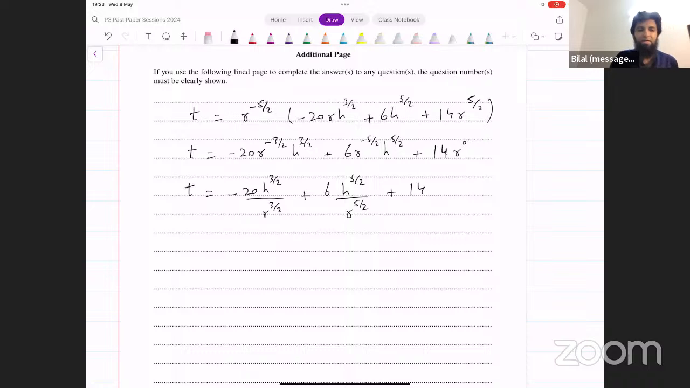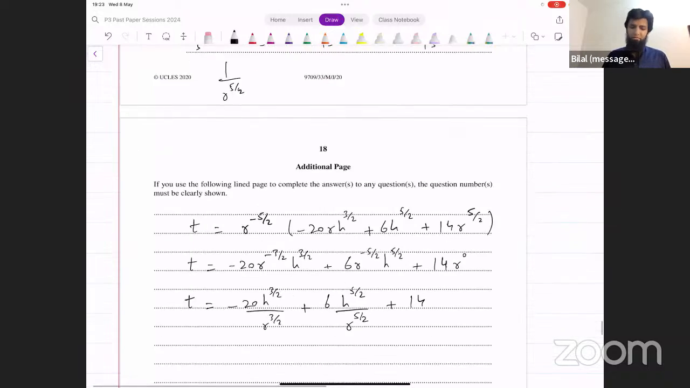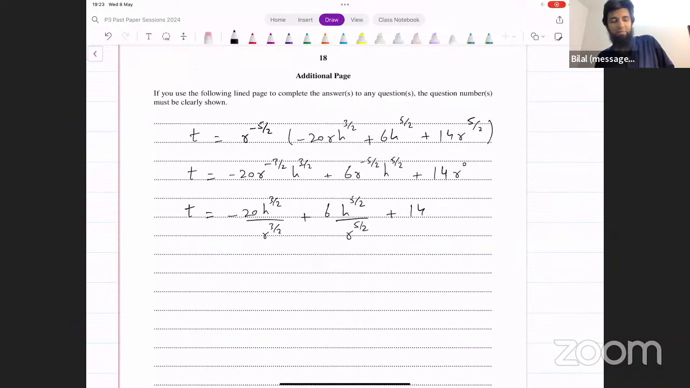This is t in terms of h and r, and that is what we were looking for. Make sense? That's your final answer. T in terms of h and r. That was a bit complicated, not in terms of the concept, but just the working, because there was a lot of room for careless errors because of the letters involved, h, r. But I hope that makes sense.